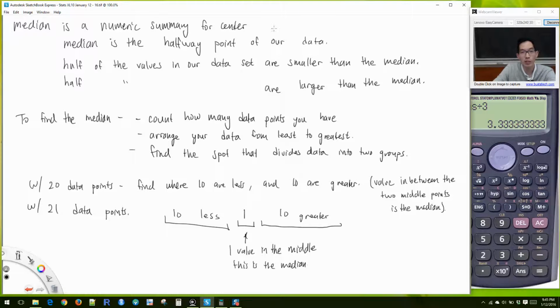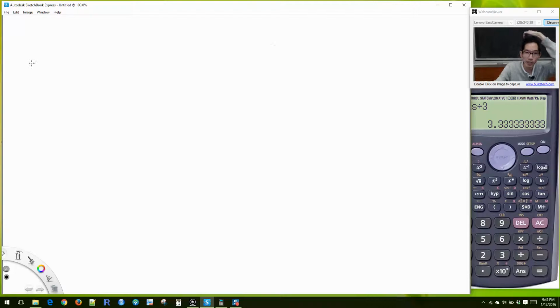So before we do an example, I want to talk about these next few things. The median is a numeric summary for center. And then we also have two more numeric summaries for spread, okay? So we already have one numeric summary for spread. And what is that we've covered? Standard deviation, that's the numeric summary that we've already covered for spread.